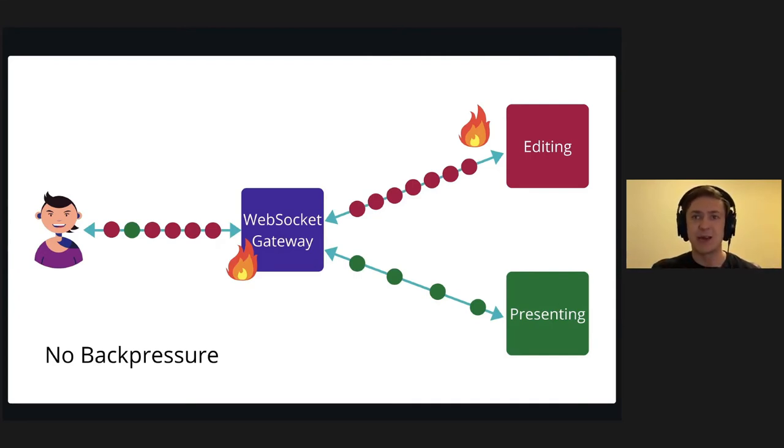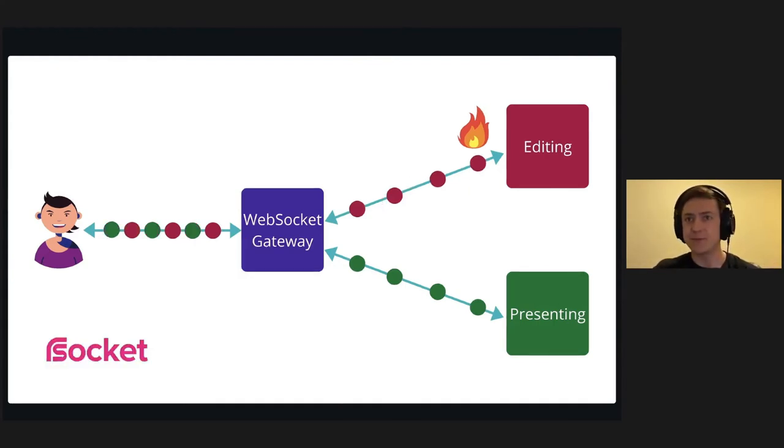One backend is down, the whole system is down. And the blast radius here is the whole system. Having back pressure for every single channel separately, which is provided by RSocket, saves us here. If the editing service goes down, it will stop requesting messages and the clients will stop producing them. And the messages from other backends are not affected. They continue flowing through the gateway. One backend is down, but the rest of the system is functioning normally.